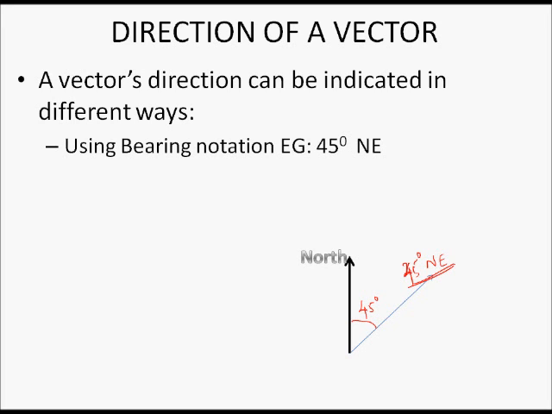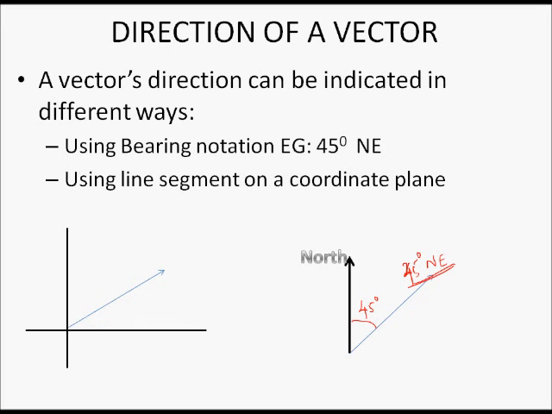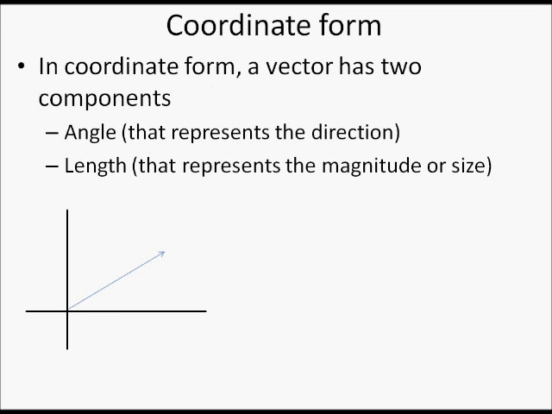Okay, the next type of representing a vector is using the coordinate plane. You place the vector this way, so that its start is on the origin, and the vector shows the direction as usual. This is the direction, and when it is in coordinate form, the vector has two components. One is the angle, which is denoted by the angle by which the vector is away from the x-axis.